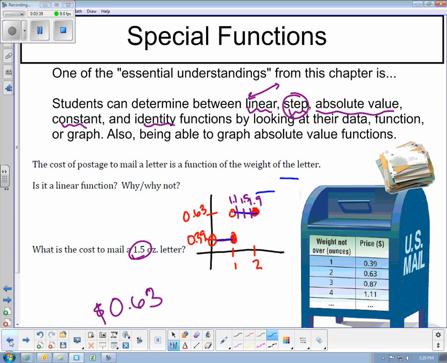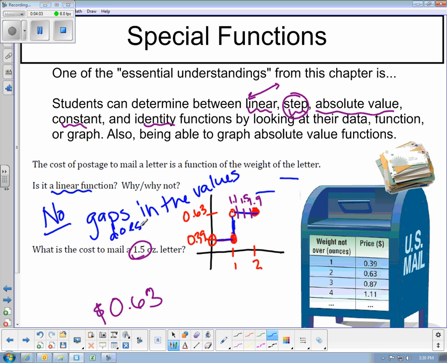Oh, I forgot to answer the very first question. The very first question was, is this a linear function? When we look at the step function, we have gaps in here. There's a whole gap in between this, so this ends up not being linear. The reason why is because there are gaps in the data, gaps in the values. It doesn't make a line here.